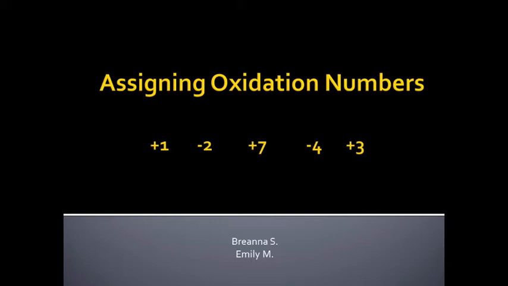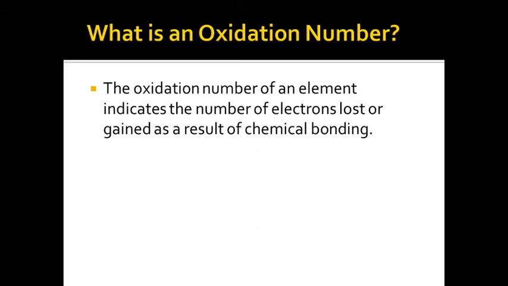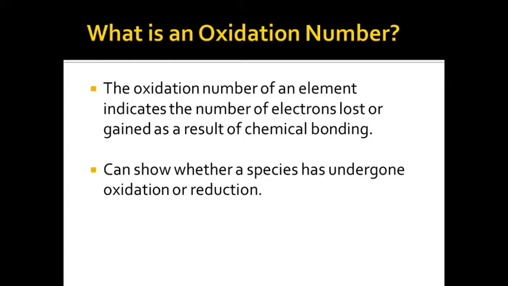Hi, I'm Emily, and today we're going to teach you how to assign oxidation numbers. First of all, what is an oxidation number? The oxidation number of an element indicates the number of electrons lost or gained as a result of chemical bonding. Also, it can show whether a species has undergone oxidation or reduction.